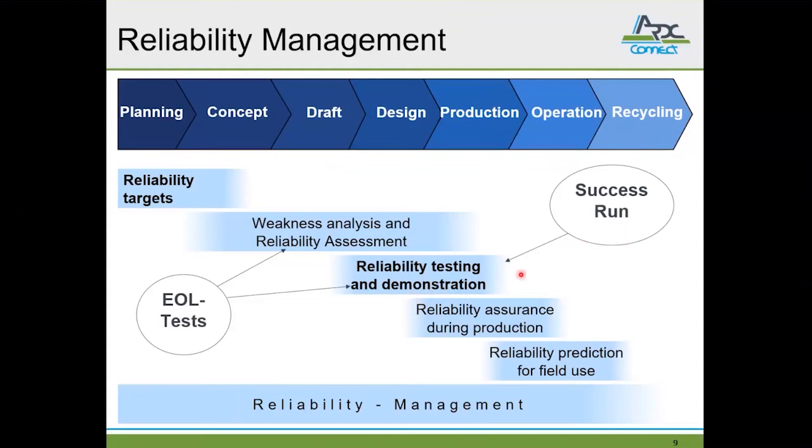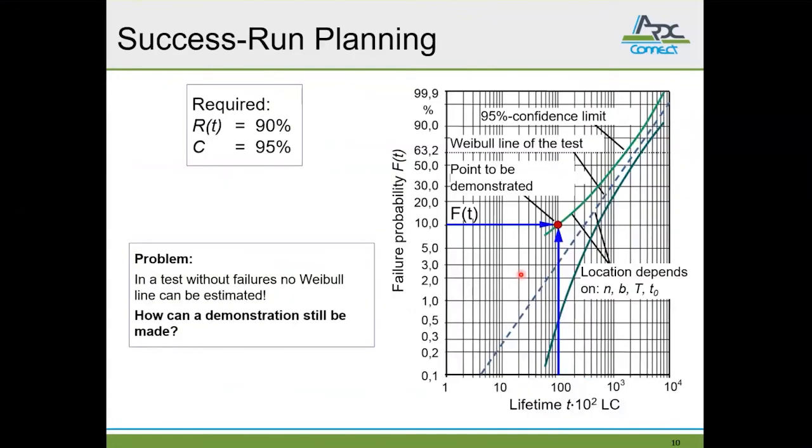So then we can go a step deeper into detail. So what's now the actual problem when it comes to reliability test planning? We are starting with the success run test planning. We will use the same example all the time. For example, 10% failure probability or 90% reliability and 95% confidence.